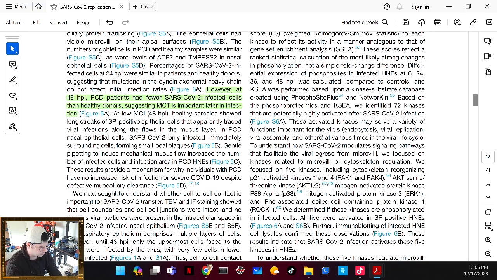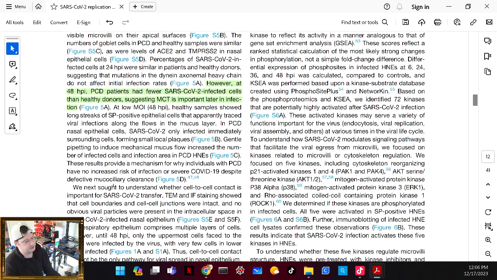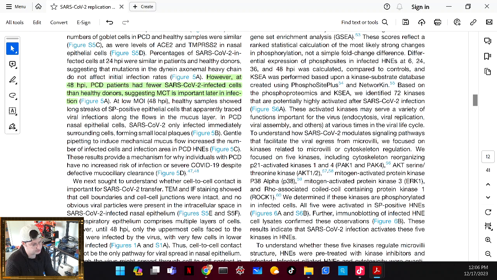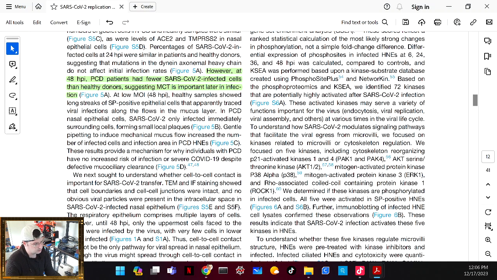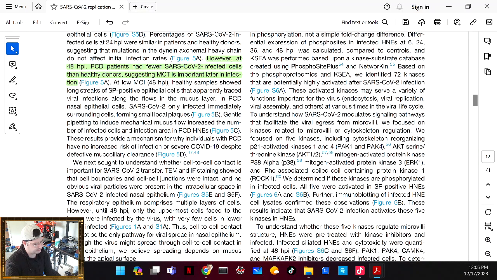Healthy samples showed long streaks of spike protein positive epithelial cells that apparently trace viral infections along the flows in the mucus layer. In PCD nasal epithelial cells, so these are the damaged motile cilia, SARS-CoV-2 only infected immediately surrounding cells, forming small local plaques. So yeah, the motility is very important.